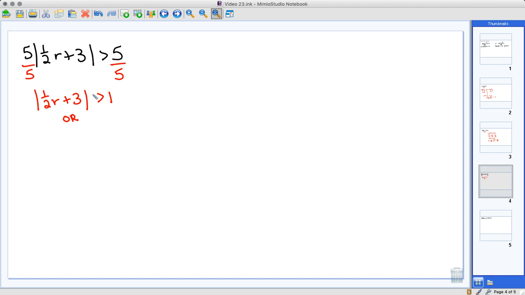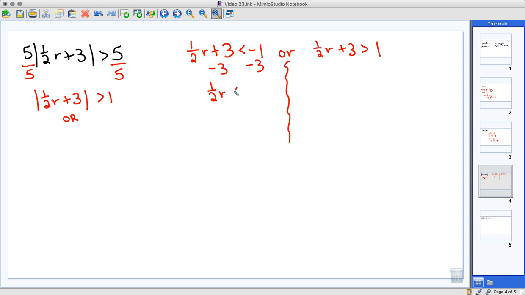So this one is an or problem. It's all based off of your inequality sign up there. So I'm going to use it here a little bit. 1/2 r plus 3 is less than -1, or 1/2 r plus 3 is greater than 1. So then we solve them separately. So subtract 3. 1/2 r is less than -4. Divide by 1/2. Again, be careful how you type this into your calculator. So you get r is less than -8.